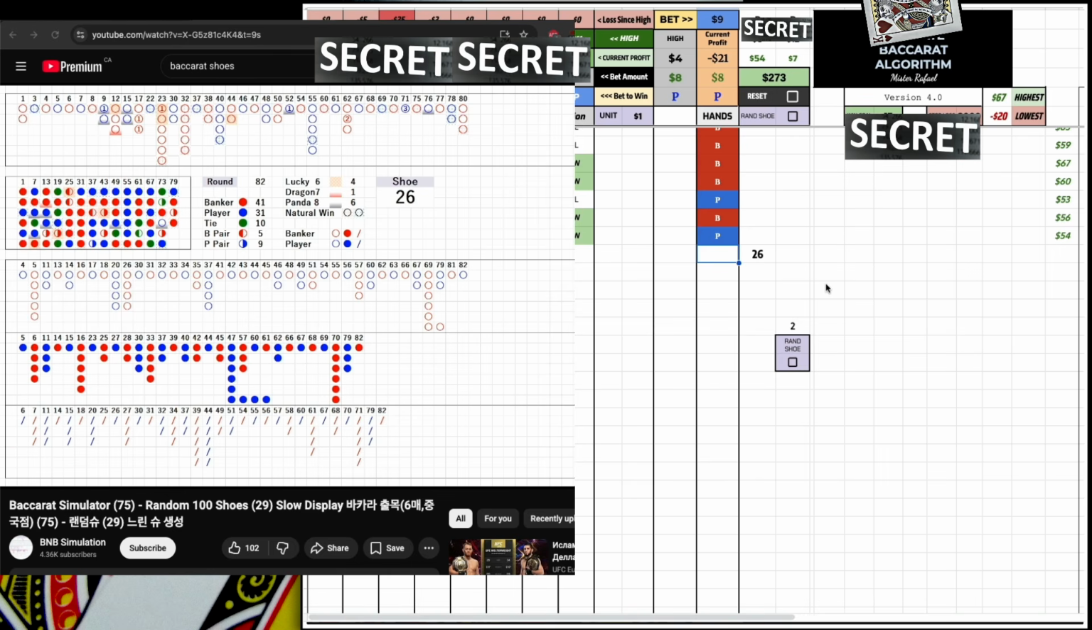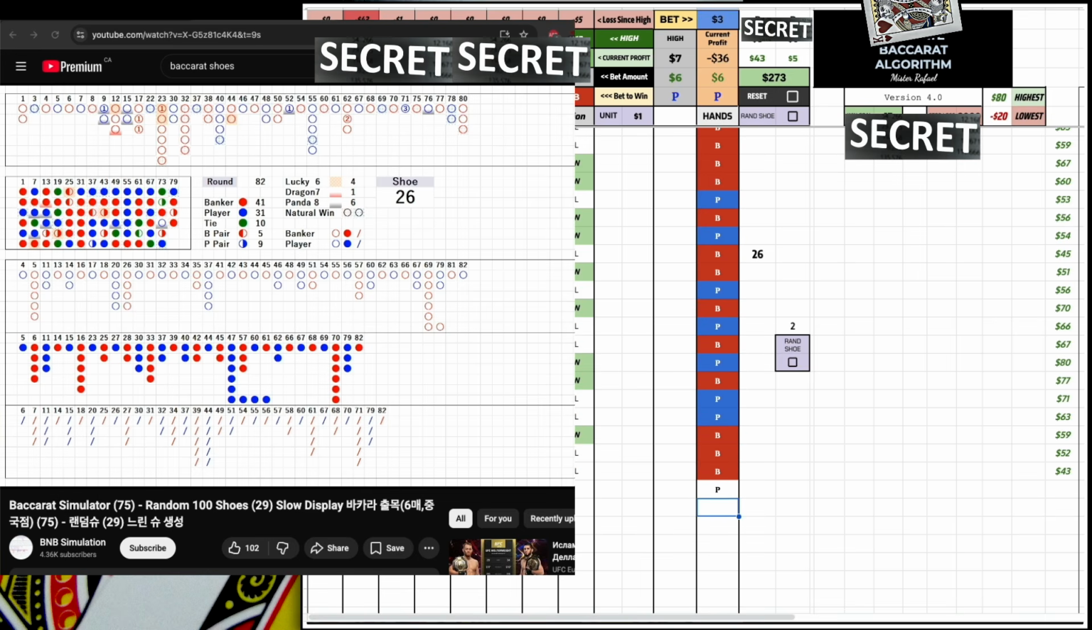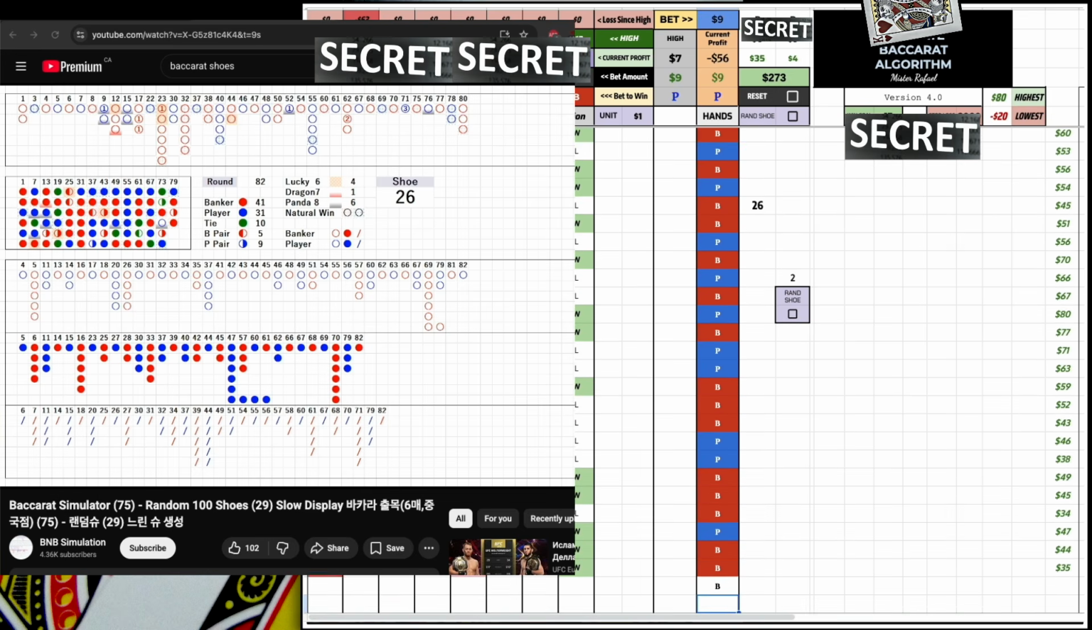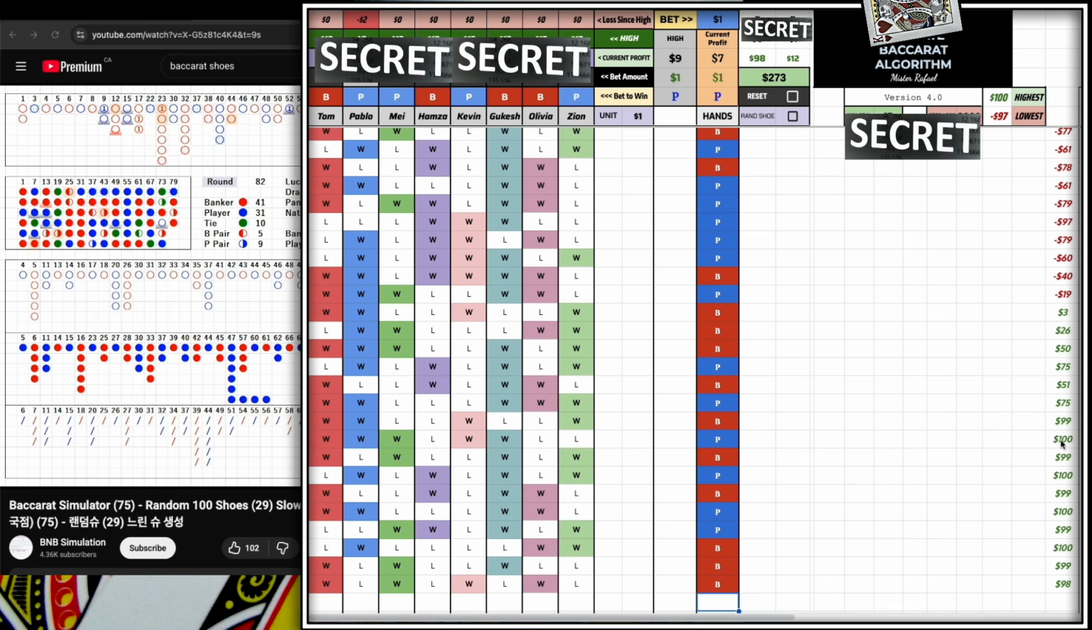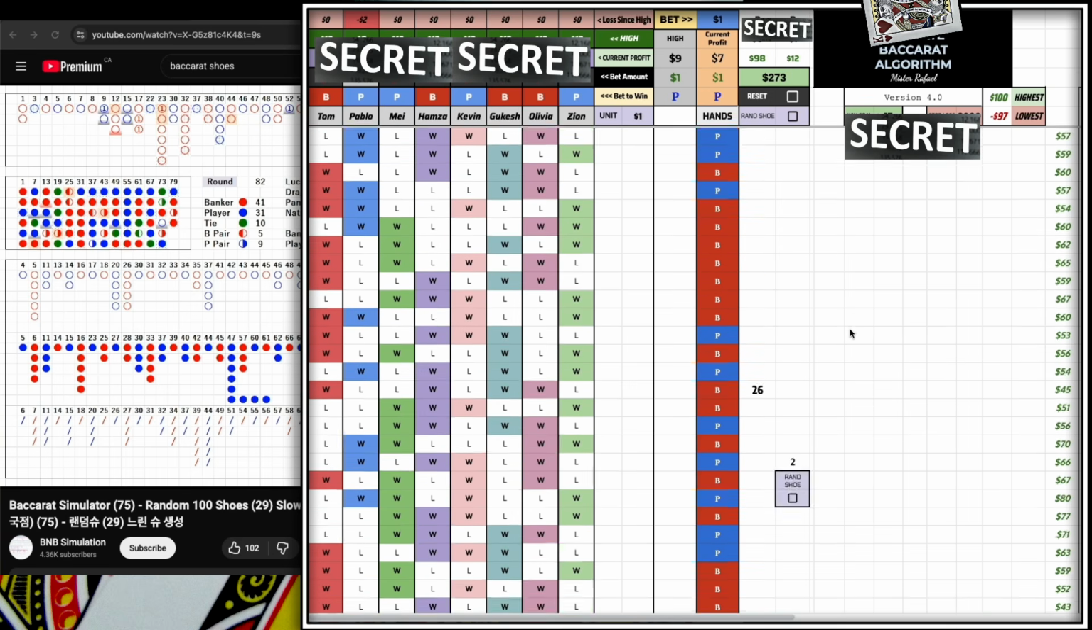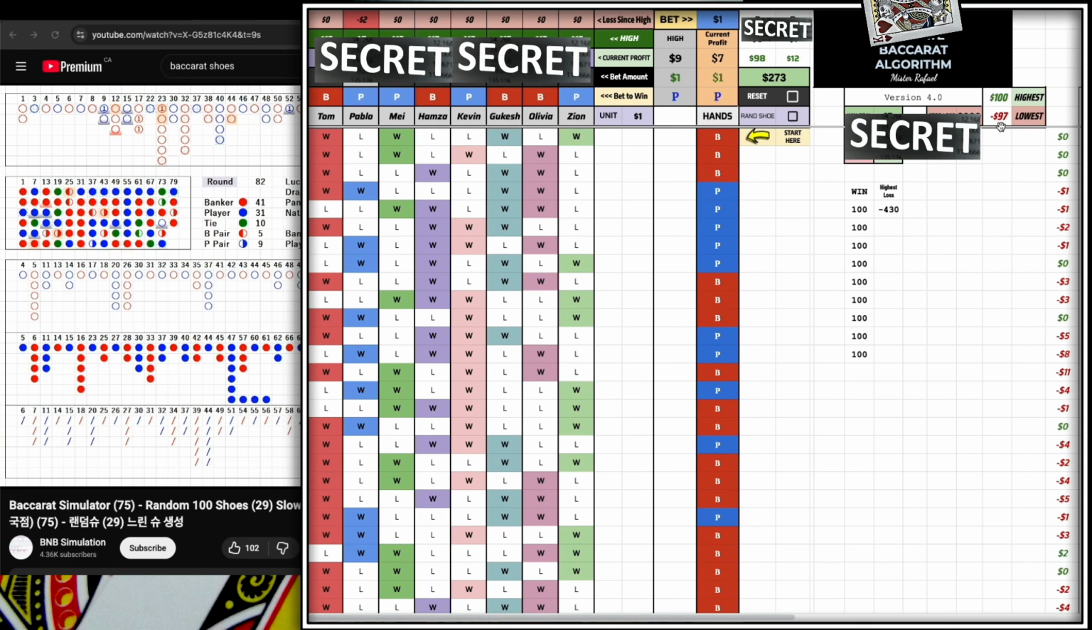All right, shoe 26. Here we go. And we hit the win goal once again. Very nice. So we hit it right over here. All right, so we would have stopped here. Beautiful. 2 shoes needed this time. Biggest drawdown for this session, minus $97.